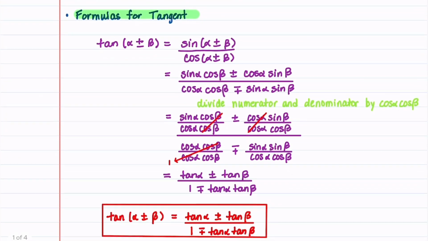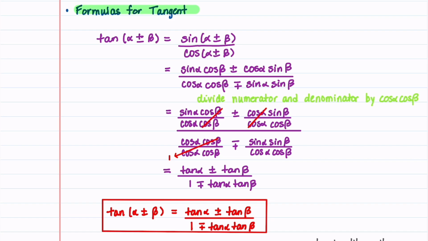Let's now look at the formulas for tangent. I won't go through the derivation, but it starts by setting tangent equal to sine over cosine. The formulas that we just found for sine alpha plus or minus beta and cosine alpha plus or minus beta are substituted in and manipulated algebraically, and the formula ends up as tangent alpha plus or minus beta is equal to tangent alpha plus or minus tangent beta divided by 1 minus or plus tangent alpha times tangent beta. Notice that the signs in the numerator are the same and the signs in the denominator are opposite.